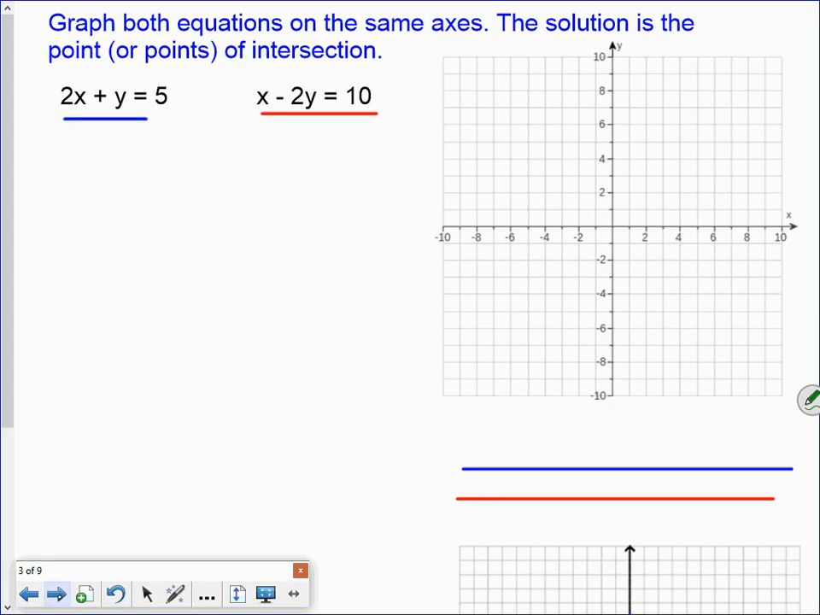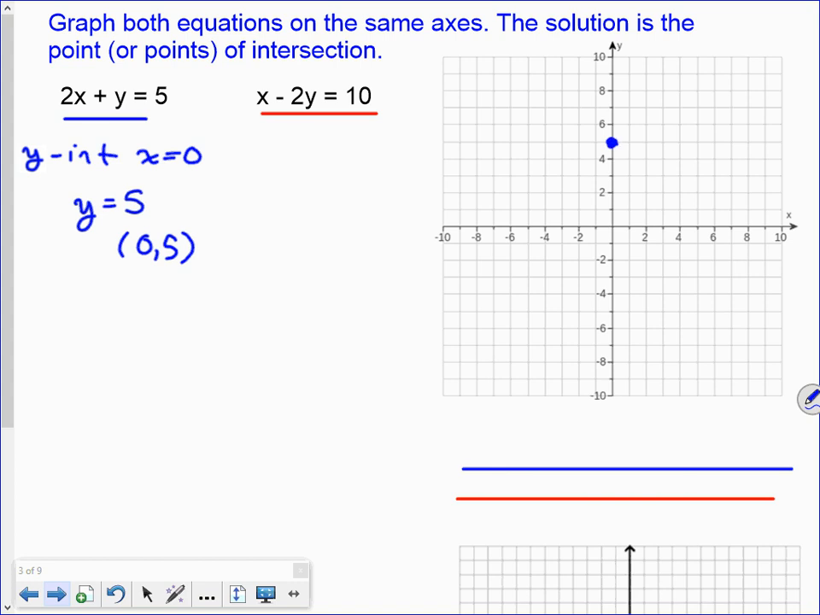Here's a second example. Again, the instructions are the same. Graph both equations on the same axes. The solution is the point of intersection. Here we're given two equations in standard form. So what we might want to do is find the x- and y-intercepts. To find our y-intercept, I'm going to set x equal to 0 in this equation. If x is 0, it's like this 2x is just gone. So it's going to be y equals 5. That gives us the point 0, 5, which is going to be right there.